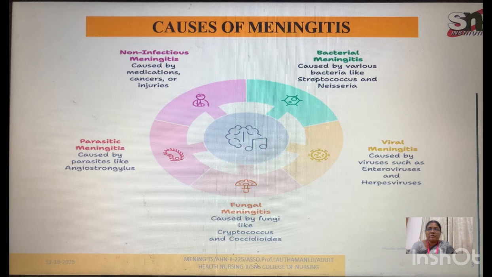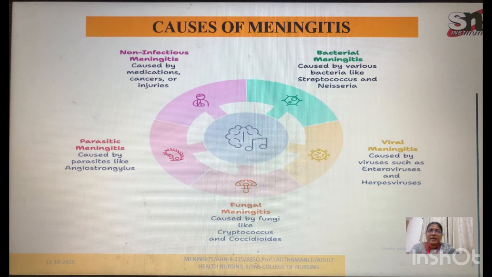The next one will be the causes of meningitis. When we say something is happening, we need to find out why it is happening and how. When we talk about the causes of meningitis, the very first thing that comes to mind is bacterial meningitis, second viral meningitis, third fungal meningitis, parasitic meningitis, and non-infectious meningitis.